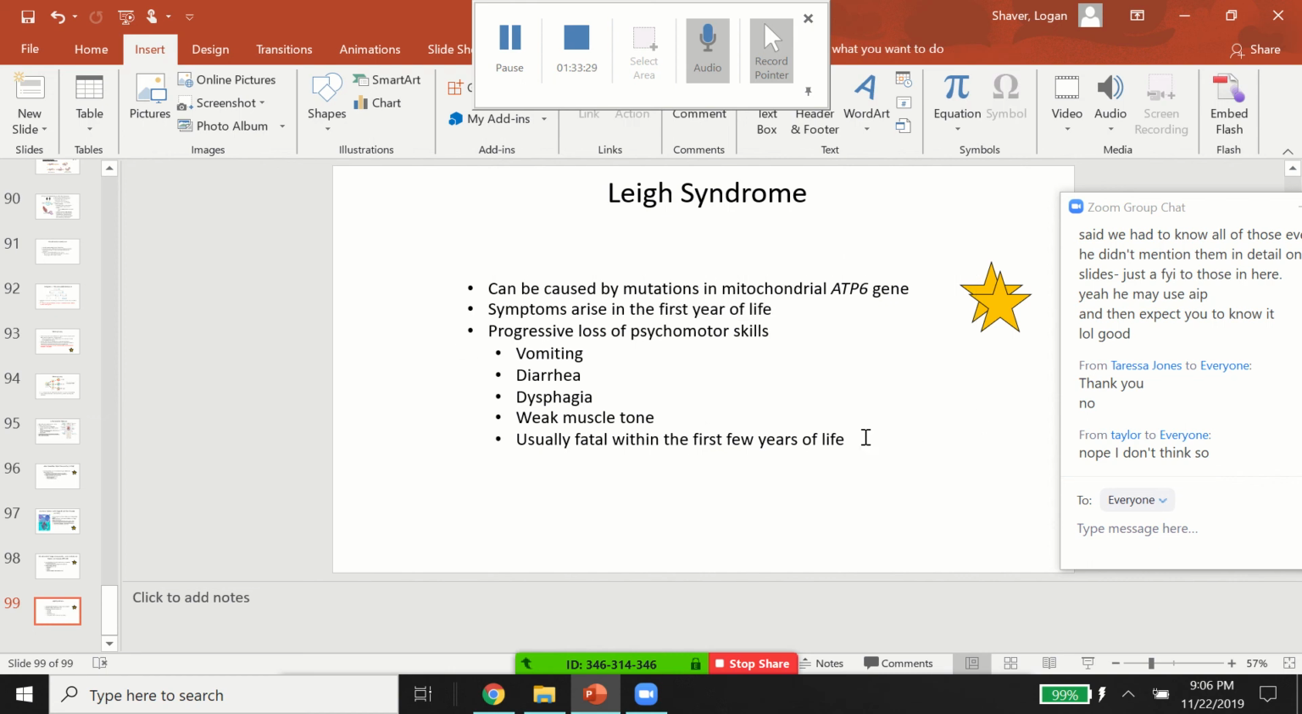So the things that stand out, obviously fatal within the first years of life. That definitely stands out. Definitely dysphagia, diarrhea. That stands out to me with this one because we haven't mentioned it yet so far. So just keep the things, like I said, that are different from the other ones. That's what always helps you out. And yeah, always know the genes, even though it gets kind of monotonous after a while.